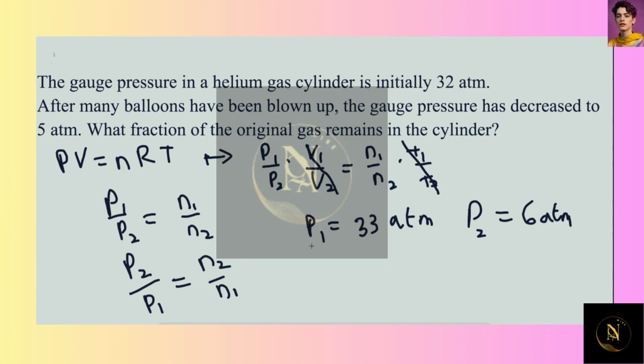It doesn't really matter. It's just because we're looking at the fraction of remaining gas, so it'd be N2 over N1. So N2 over N1, which is the fraction of remaining gas over the original gas present, is equal to 6 over 33, or dividing both sides by 3, is equal to 2 over 11.